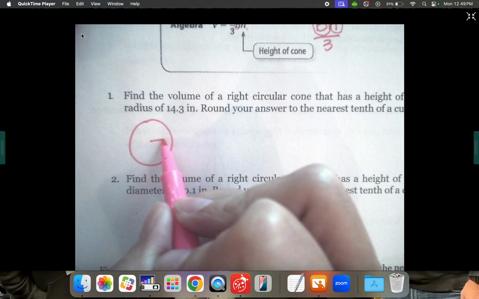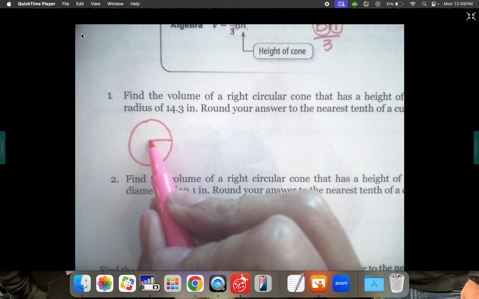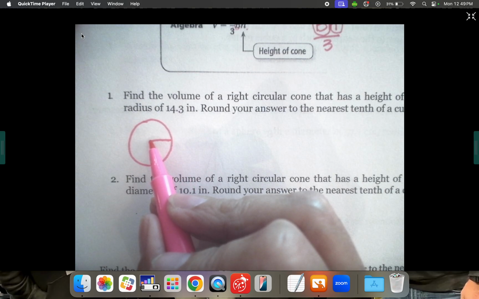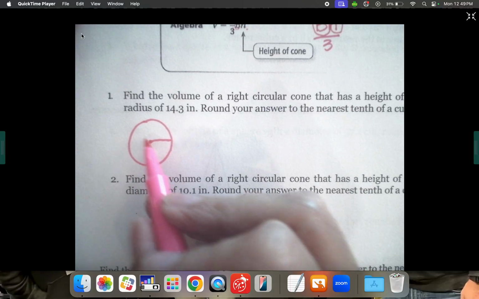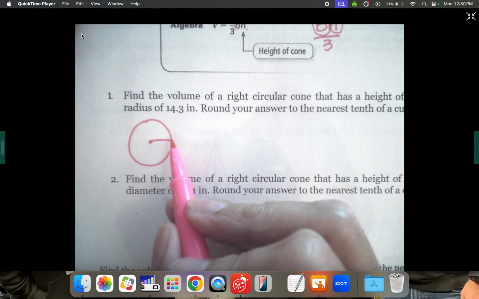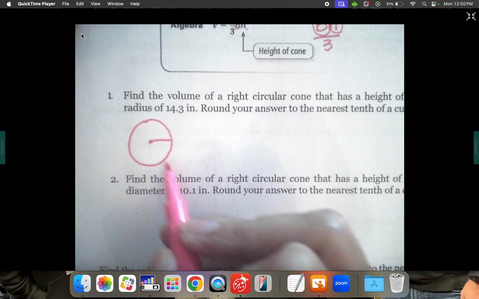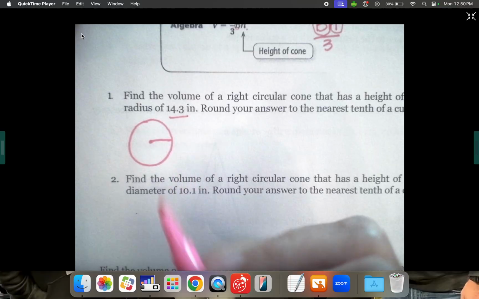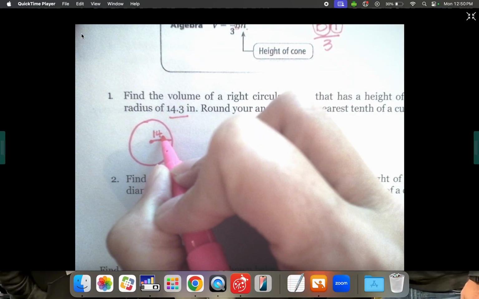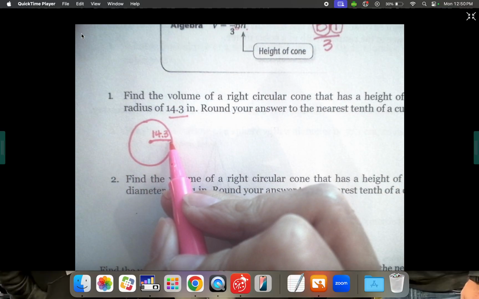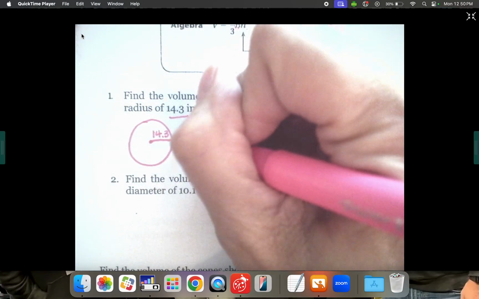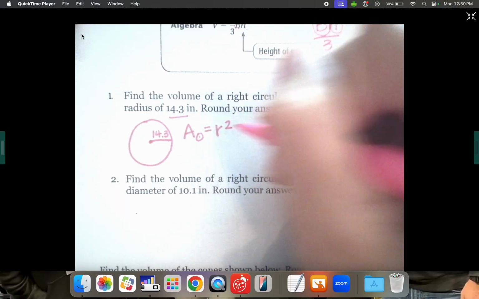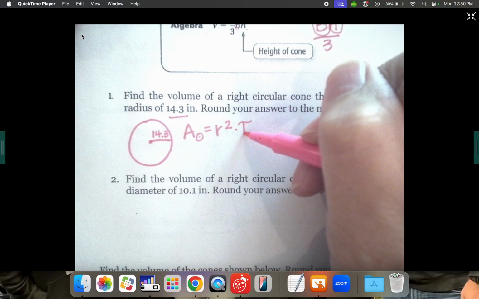The radius only comes from the center of the circle, and it goes to one edge of the circle. So it could have been from the center down here, the center over here. It doesn't matter. All radiuses, or radii, I think is how it's pronounced, are all the same distance from the center to any side. So it tells us it's 14.3. So it is 14.3 for this radius. For the area of a circle, it is actually radius squared times pi.